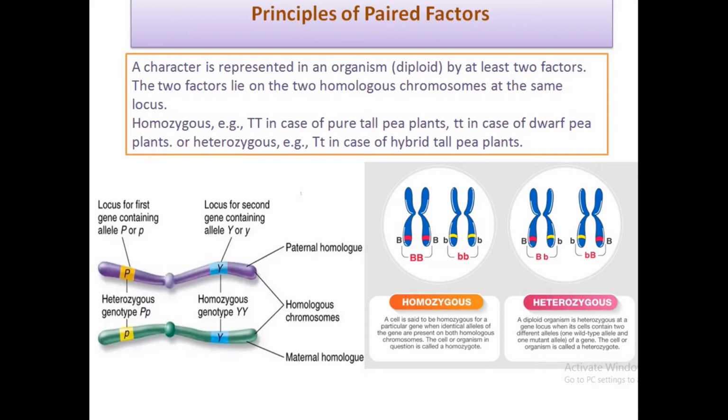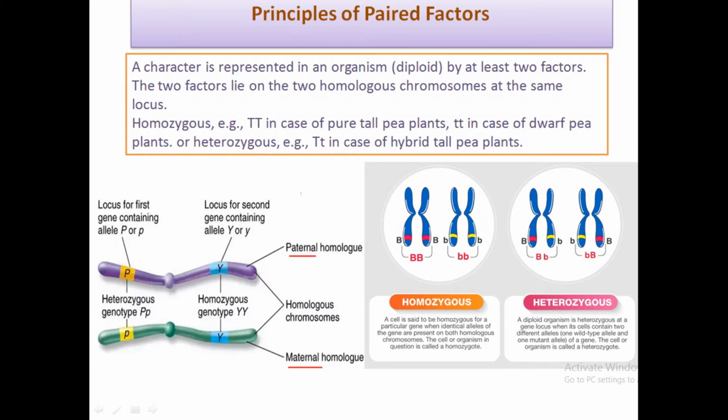So what is there in the principle of paired factor? A character is represented in an organism by at least two factors. The two factors lie on two homologous chromosomes at the same locus. So this is the homologous chromosome. One homolog comes from the paternal side, from the father's side, and the other from the maternal side, from the mother's side.